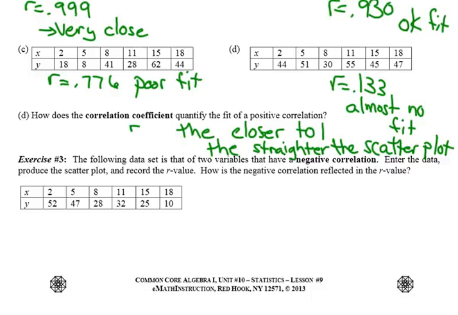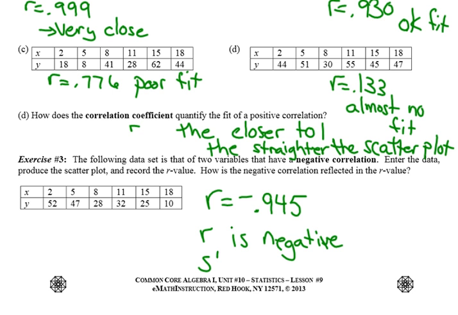And your R value this time turns out to be negative 0.945. Well, that means that for a negative correlation, your R value is negative. It also would mean that your slope is negative. So I'm going to add that in here.